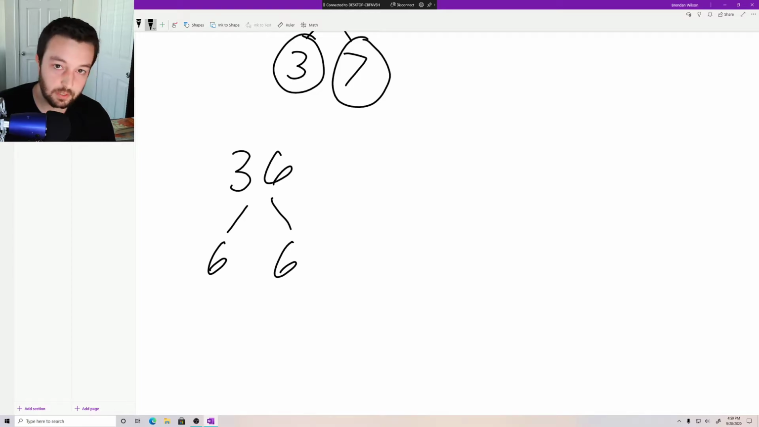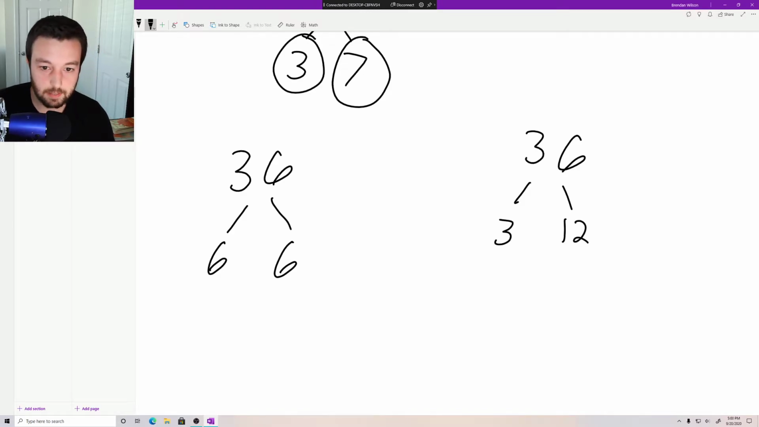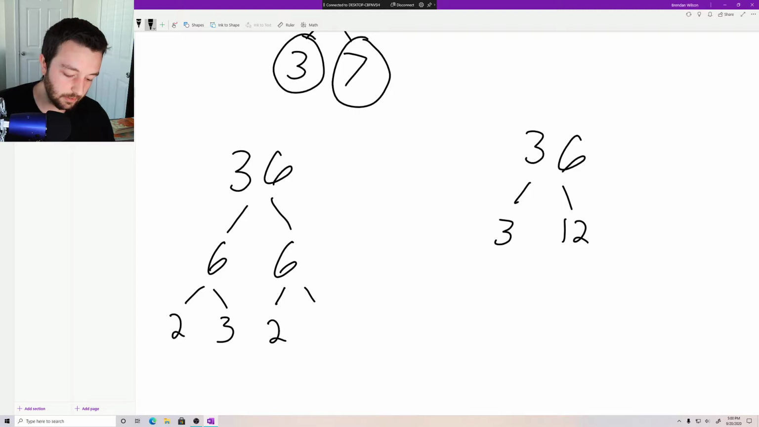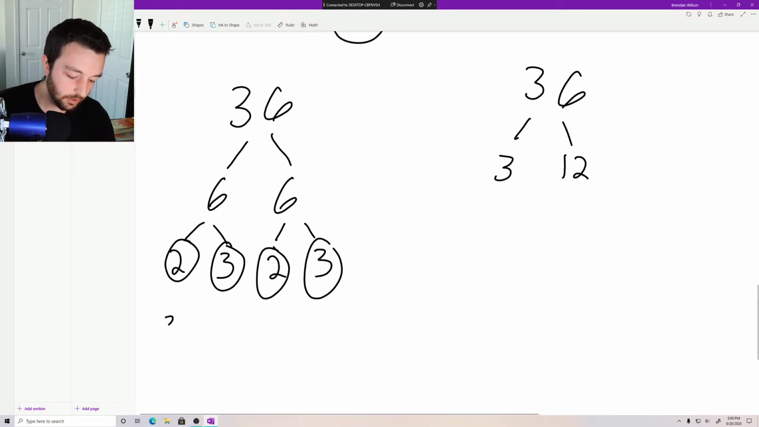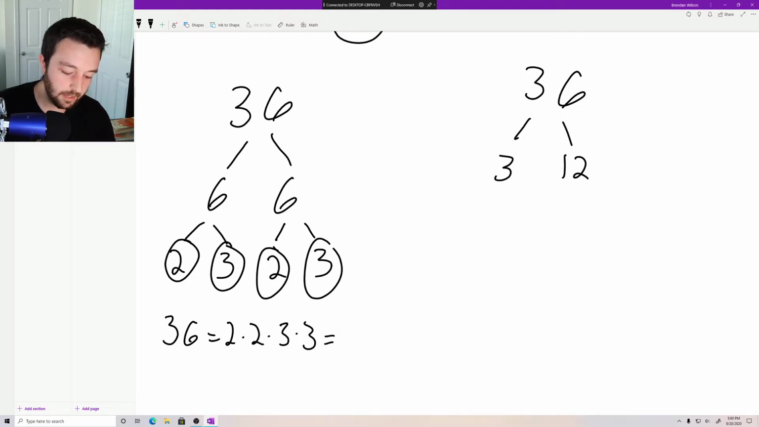Okay. We'll do the other one here. I'll write it over here. Maybe you think of 3 times 12 first, right? Let's focus on 6 times 6 first, though. So neither 6 nor 6 are prime, so we have to break those down further. So we can break 6 down into 3 times 2, and this 6 down into 3 times 2. And now all of these numbers are prime, so now we're done. Okay. So 36 is equal to 2 times 2 times 3 times 3, aka 2 squared times 3 squared.